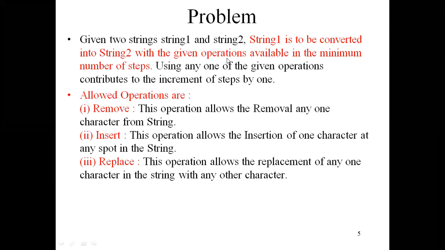So we want to convert one string to another string, and we want to find the minimum number of operations to be taken. That is, string 1 is to be converted into string 2 with the given operations available in the minimum number of steps. Using any one of the given operations increments the steps by 1. So with the minimum number of steps, we want to convert string 1 to string 2.